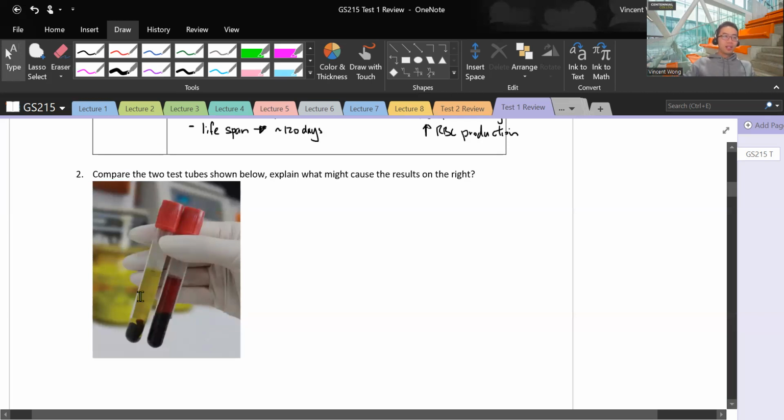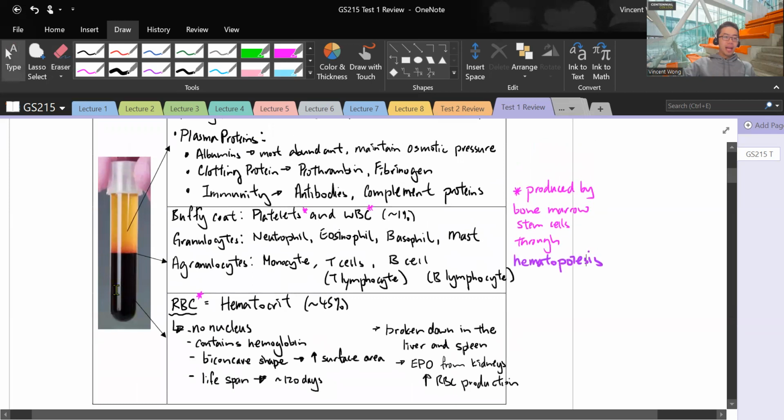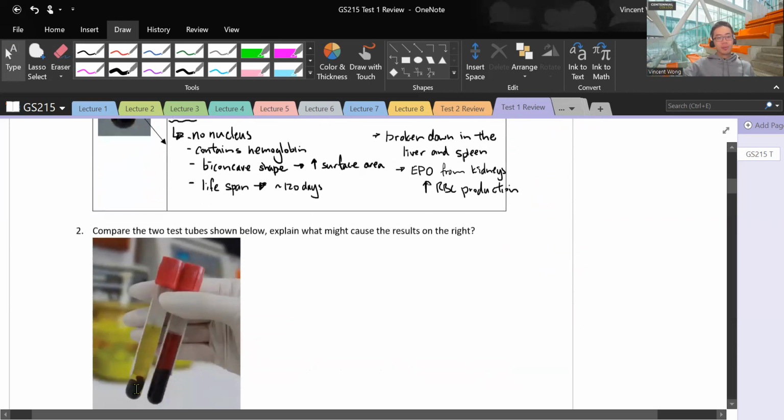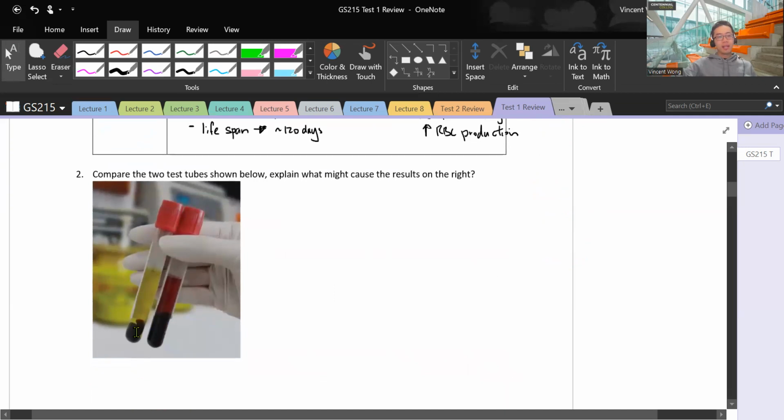Yeah, like this one is normal, right? You can see the plasma, the yellow part, and then you can see the hematocrit. I mean, the proportion is not as obvious as this one, where you have like half and half roughly, right? This one looks like the person doesn't have a lot of hematocrit, so there might be some other problem with the guy. But over here, this one is the abnormal one, right? The one on the right tube, if you compare the two.